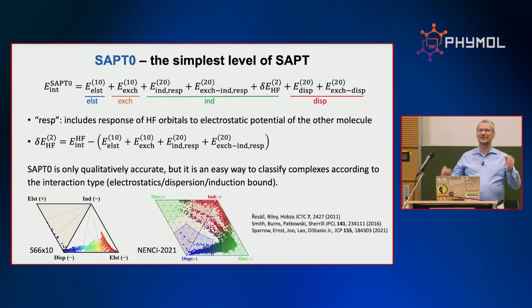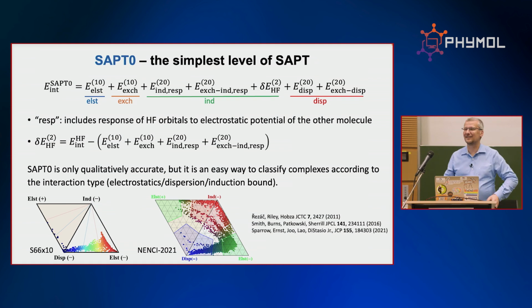So if you don't need cold hard numbers, and you just want to approximately understand what's going on with this system, SAPT0 is a quick calculation. And you can make nice ternary diagrams like this. We're going to make one today.